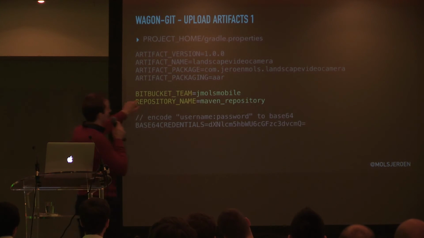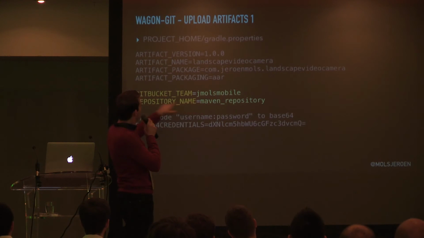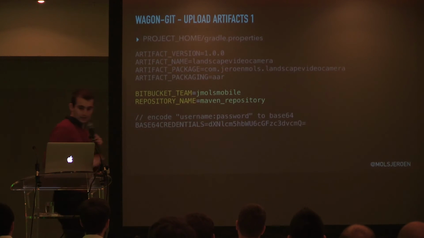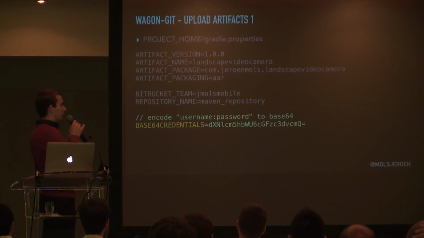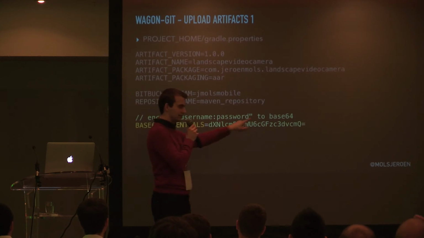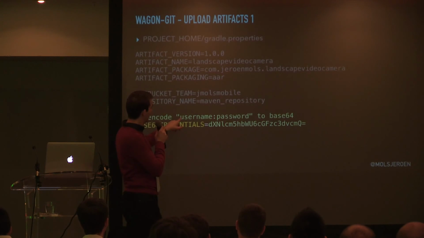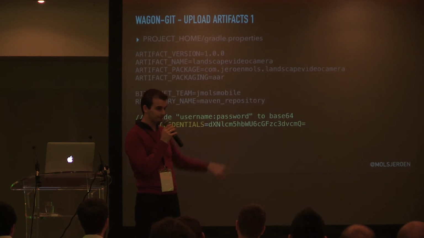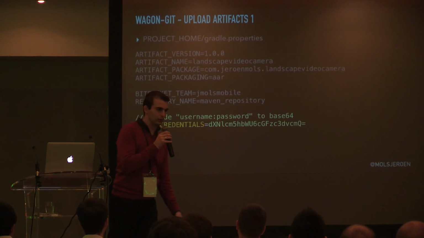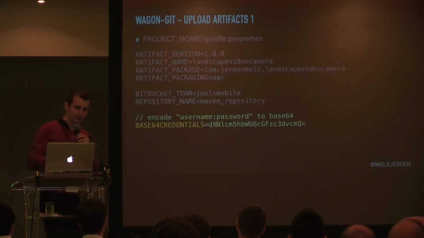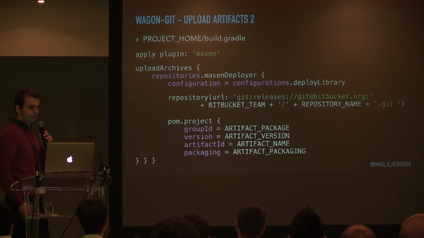So then you define your team on GitHub, your company name, and also the repository where you want to store the artifacts. And then you need to do a little trick. I will explain later why we need this, but you need to base64 encode exactly this string: username, colon, password. There are online tools to do the encoding, and then you also have to provide that in your gradle.properties file. I'll explain later why we need that.